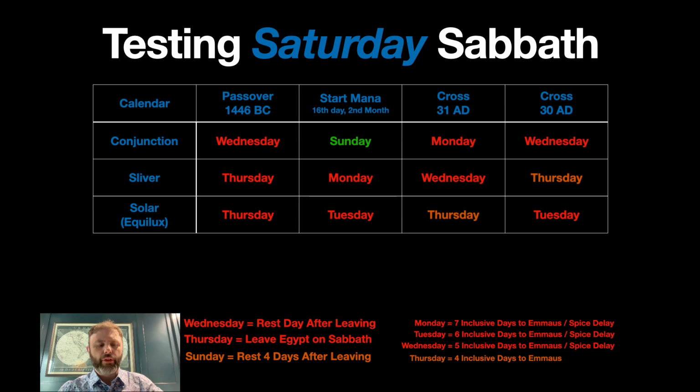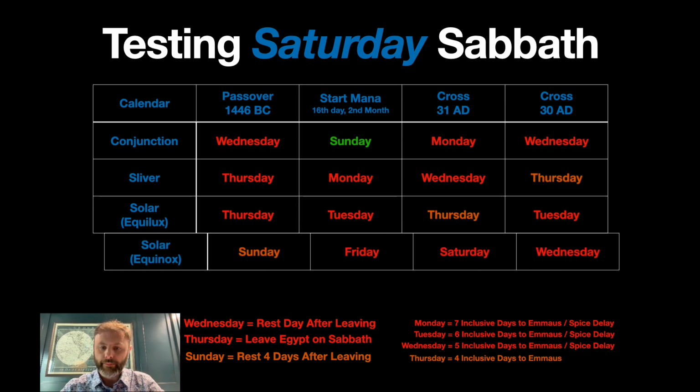And Thursday for the cross almost works. It creates 4 inclusive days to the road to Emmaus. It doesn't have the problem with the spice delay because there are 2 back-to-back Sabbaths under this theory. But nevertheless, it does not work for the other dates.